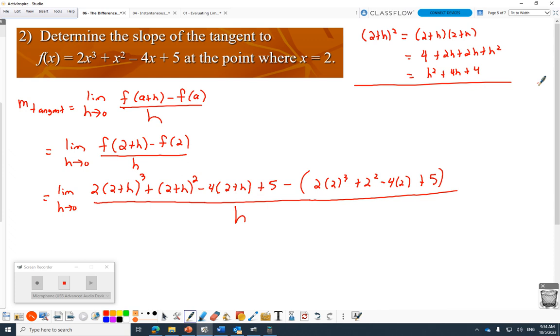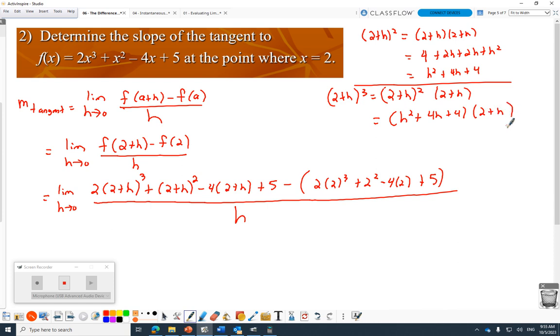The other thing I need in a cube question is 2 plus h cubed, which is 2 plus h squared times another 2 plus h. But the way I've created this, I've made my life a little easier because I'm doing it right under 2 plus h squared. So I already know what that one is. 2 plus h squared. Now I just got to multiply it by another 2 plus h.